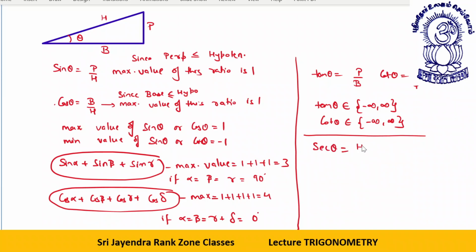Sec theta is what, dear student? That is h upon b. If I talk about h upon b, the numerator is greater than the denominator. The numerator is greater than the denominator. Let me see if this is visible.